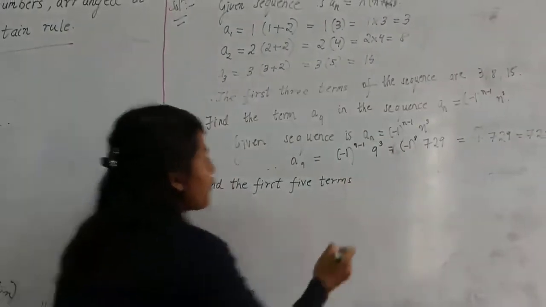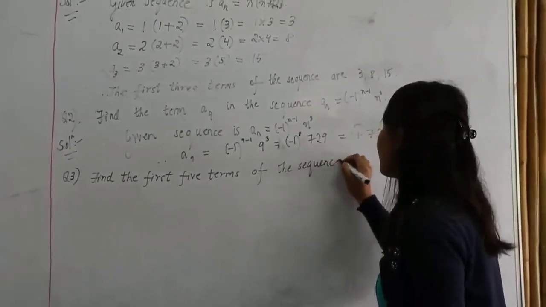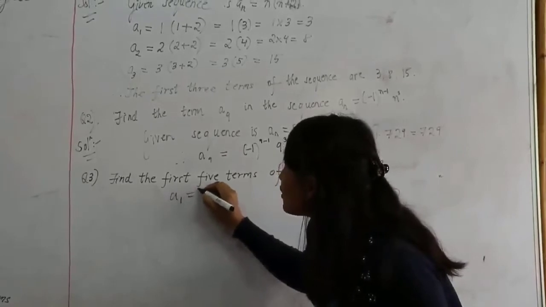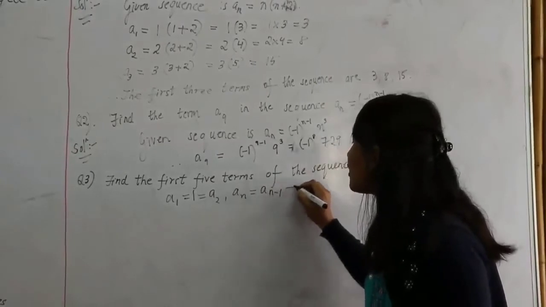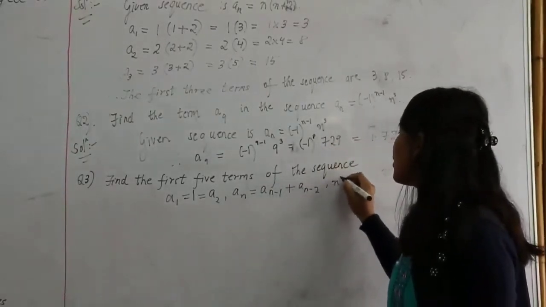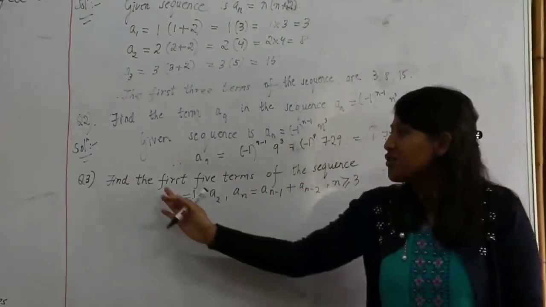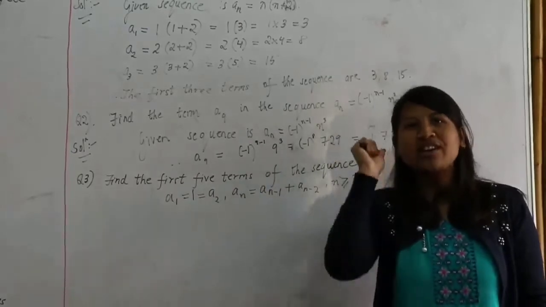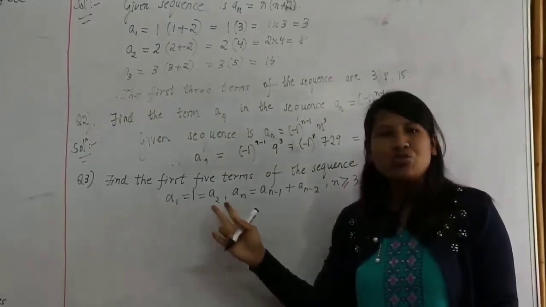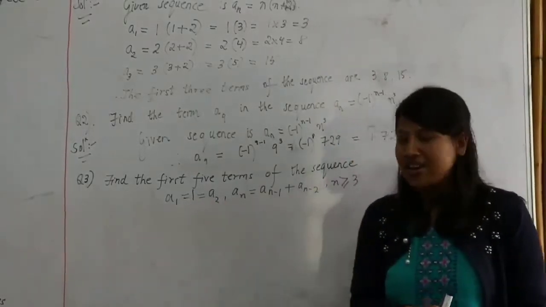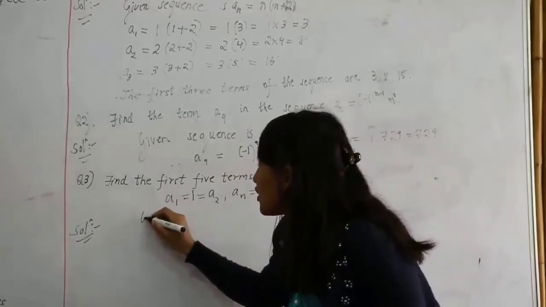of the sequence, A1 equal to 1 equal to A2, and then An equal to An minus 1 plus An minus 2. This will apply only for n greater than or equal to 3, meaning 3, 4, 5, and so on. So first 5 terms means A1, A2, A3, A4, A5. Check first: A1 and A2 they have given, so no need to find. So again, first write the given sequence.